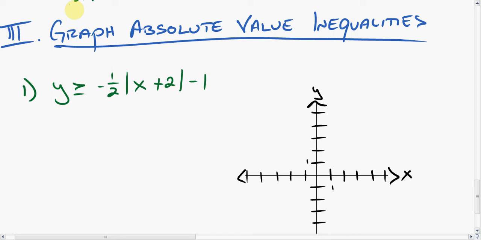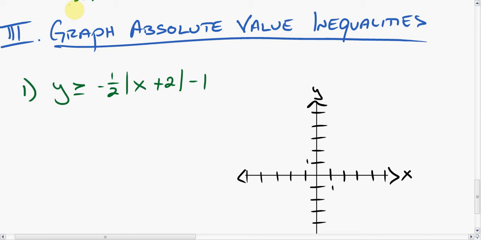In section 2.8 part 4, we're going to combine our skills that we learned from section 2.7 and the skills we learned here in section 2.8. If you remember back in section 2.7, we graphed absolute value equations. Graphing an absolute value inequality is graphed the exact same way, only you really have to pay attention.